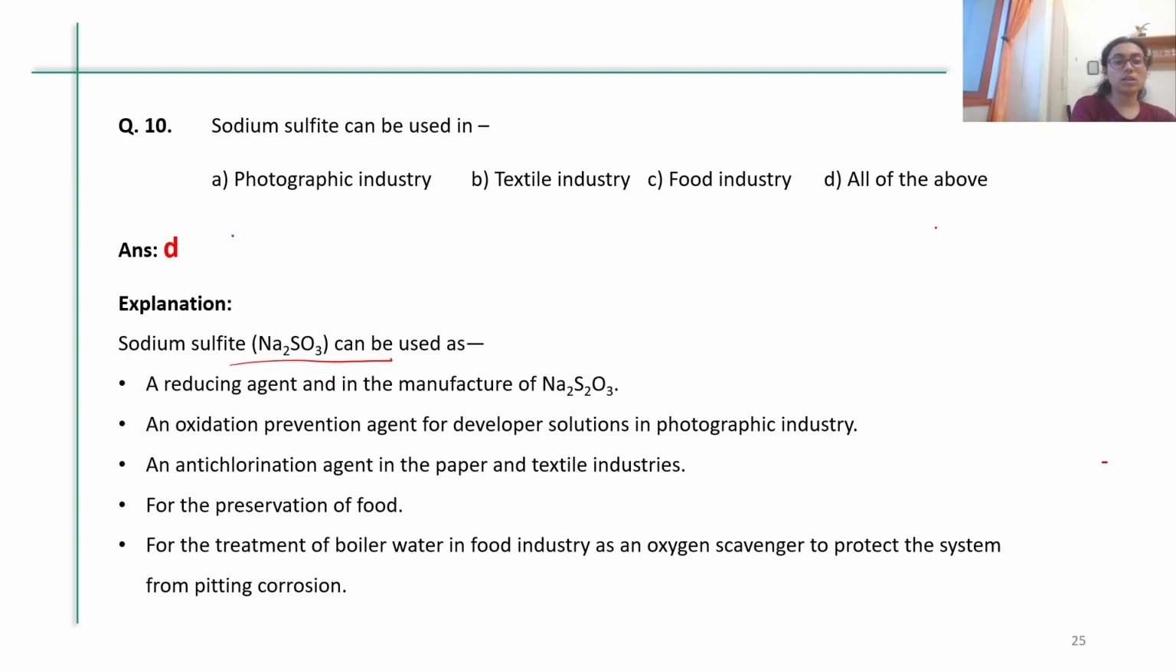That is by the reaction of SO2 with caustic soda NaOH at 80 degrees centigrade temperature, then Na2SO3 will be produced. You can write in the next slide actually. Na2SO3 along with water.